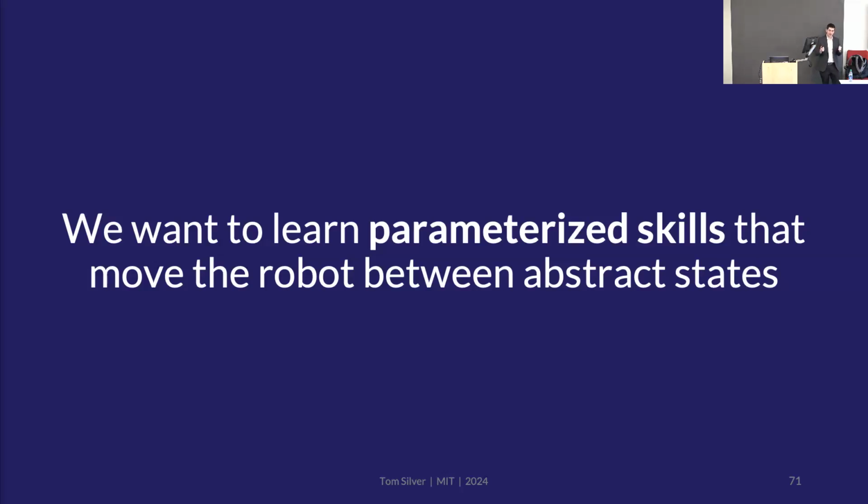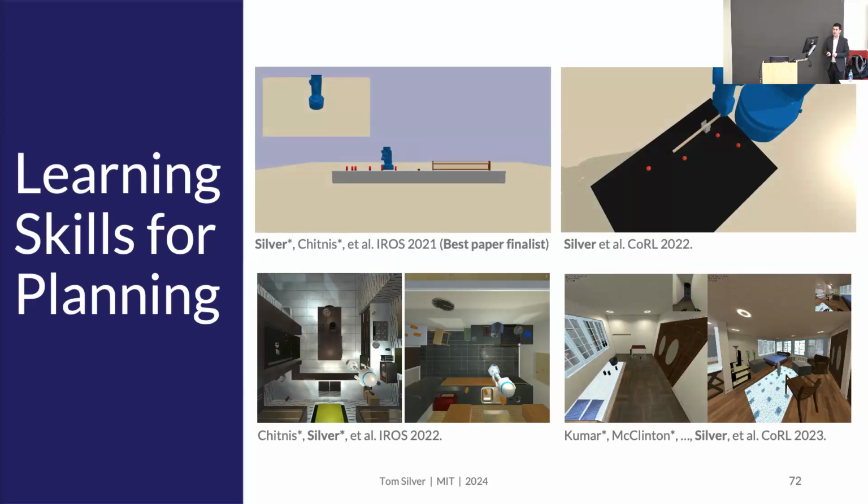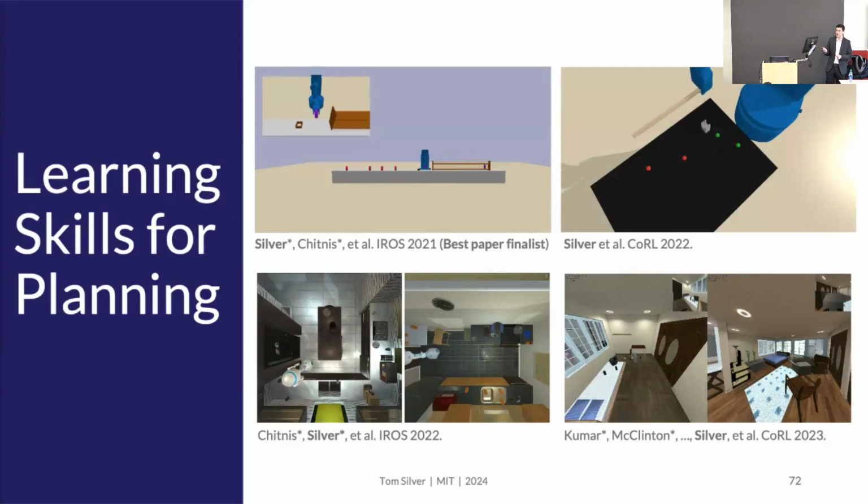So altogether, we want to be able to learn these parameterized skills that will give the robot this flexible way to move between different abstract states when it's doing this kind of planning. And so what we need to do is learn operators, as we saw, learn policies that are parameterized, and then also learn samplers for those policies. So we have a number of different works looking at learning each of these different components and doing so in a mutually compatible way. We've done this in a lot of different kinds of environments, like the one shown here.